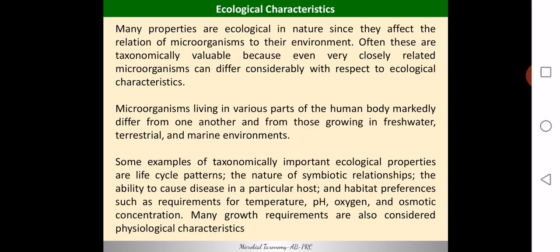There are organisms which are surviving on mountain tops, and there are certain organisms which are living in the deep oceans, right? So these organisms are different, and we use their ability to survive in extreme environments, and that feature will be used for classification.